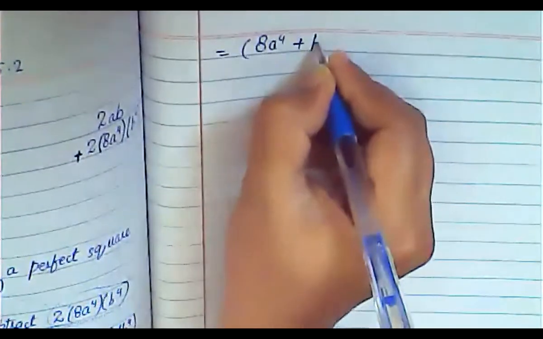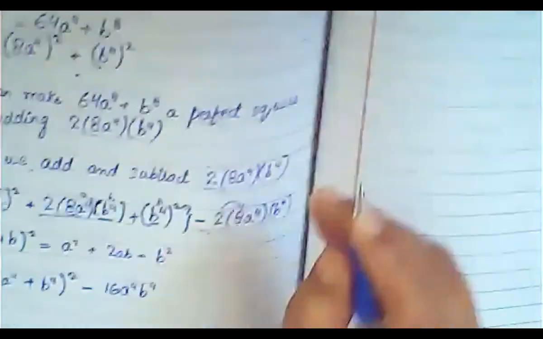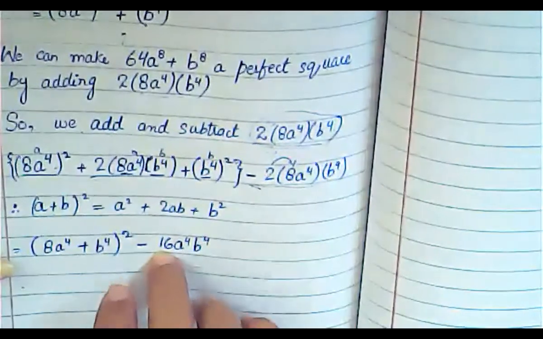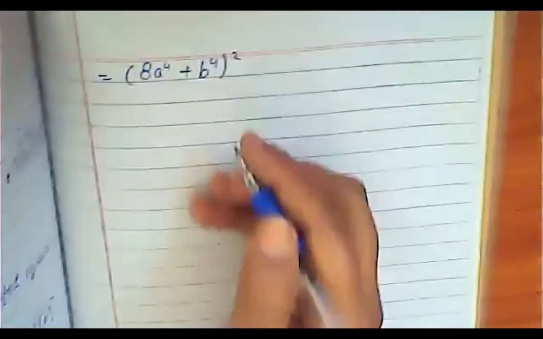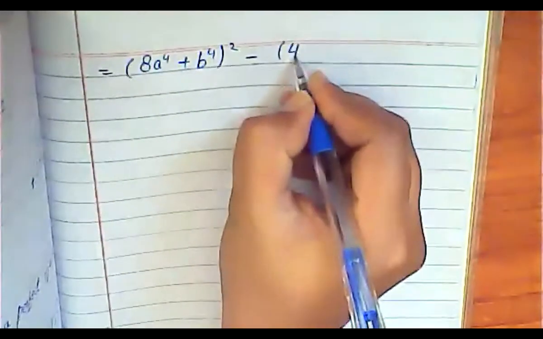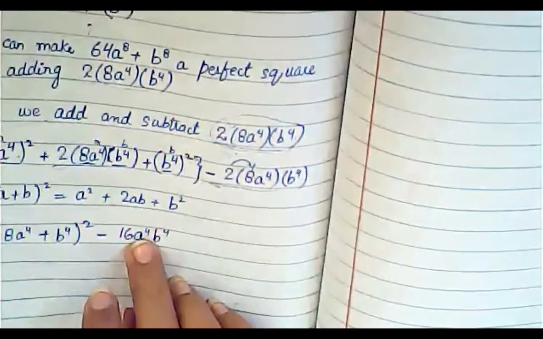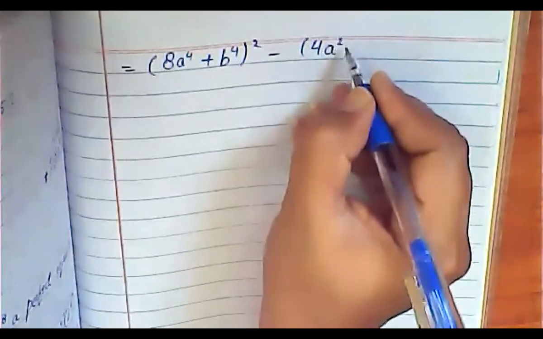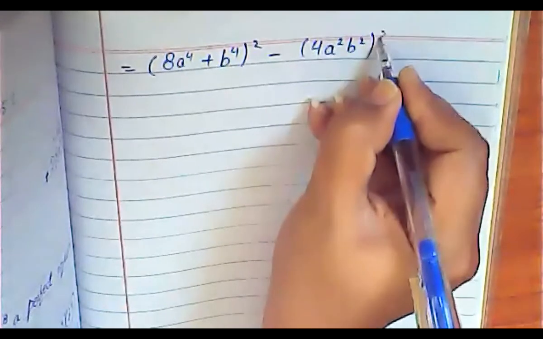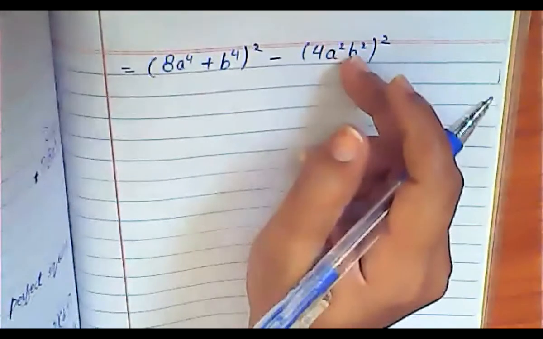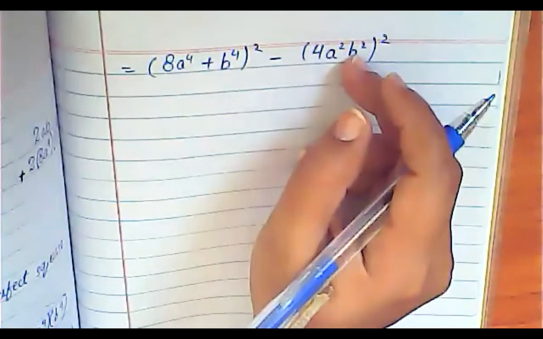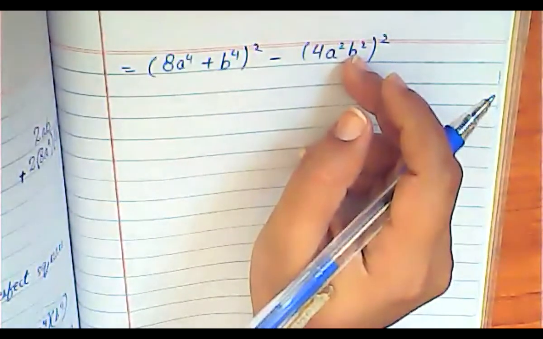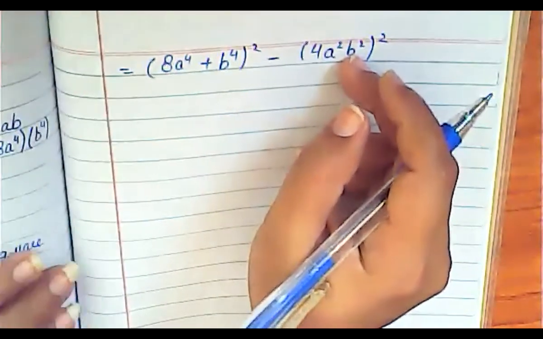What we have here is (8a^4 + b^4) whole square. Now we are going to take the square of this one. So 16 is the square of 4, so we'll write minus 4. a^4 is the square of a square, so we will write here a square as well as b square and its whole square. Now please tell me, is this step clear? Okay, fine.